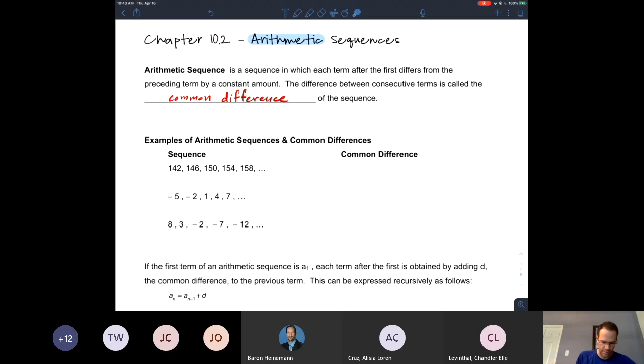For instance, look at this sequence here. We go from 142 to 146, from 146 to 150, 150 to 154. It's clear that in order to get to the next term, they added 4, and then added 4 again, and again. So if you subtract 154 minus 150, you would get 4, the common difference. That common difference is referred to as D. So here, the common difference D is 4.